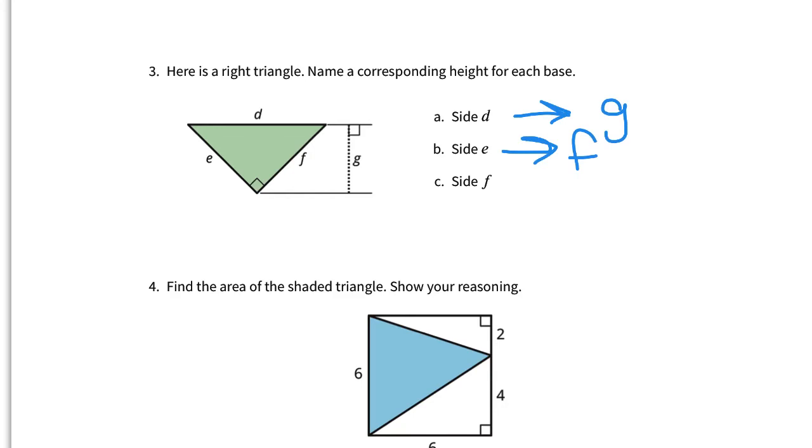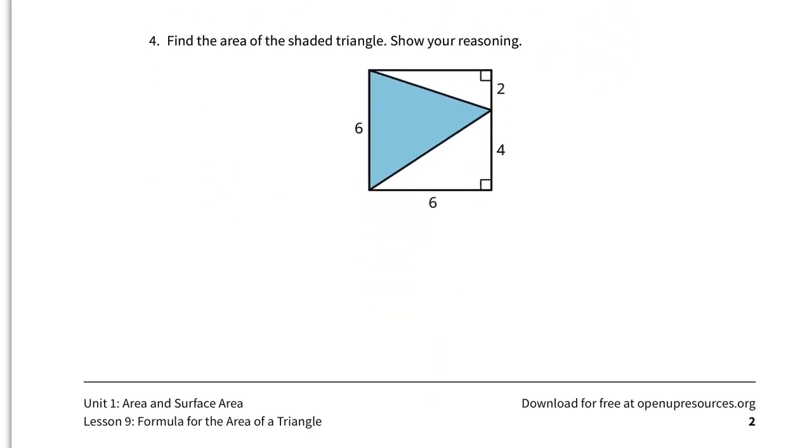And so, wait, did I say E? I think it should have been E. If F is your base, then E is your height. And there you go. And we are chugging away.